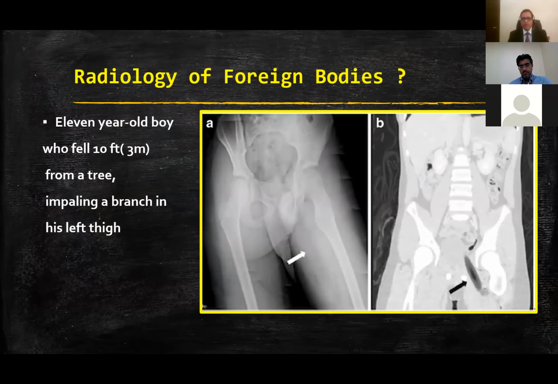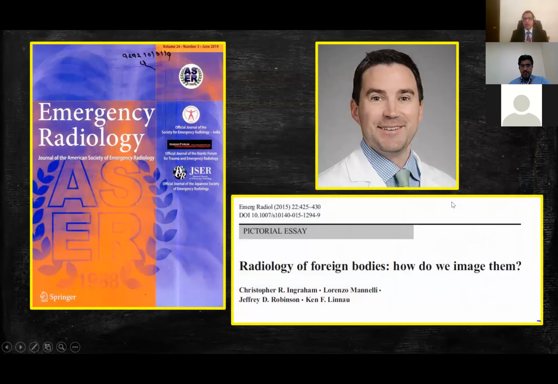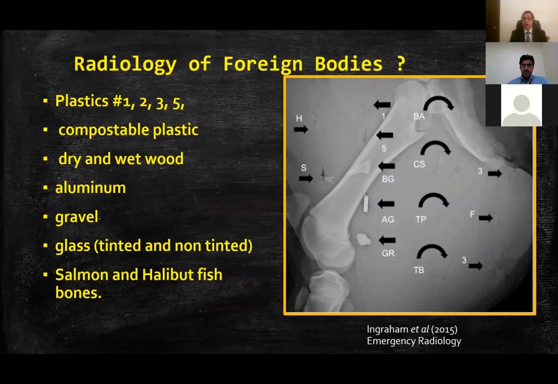Look at this boy, for example. An 11 year old boy was playing in the bush. He fell down from a tree 3 meters high, and he has a foreign body impaling his thigh. X-ray was negative, it did not pick up any foreign body. When a CT scan was done for him, it showed a very large branch inside the thigh, penetrating through the obturator foramen. So Dr. Ingraham said, let's study this one.